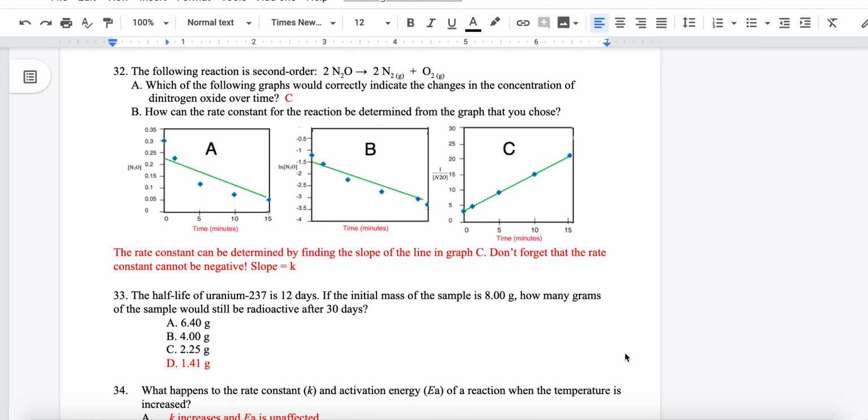If we had graph C and we were trying to figure out the rate constant, or K, we would just use the slope of the line. The line is positive, so we don't have to worry about taking the negative slope. Just read the slope of the line, and that will be the value of K.